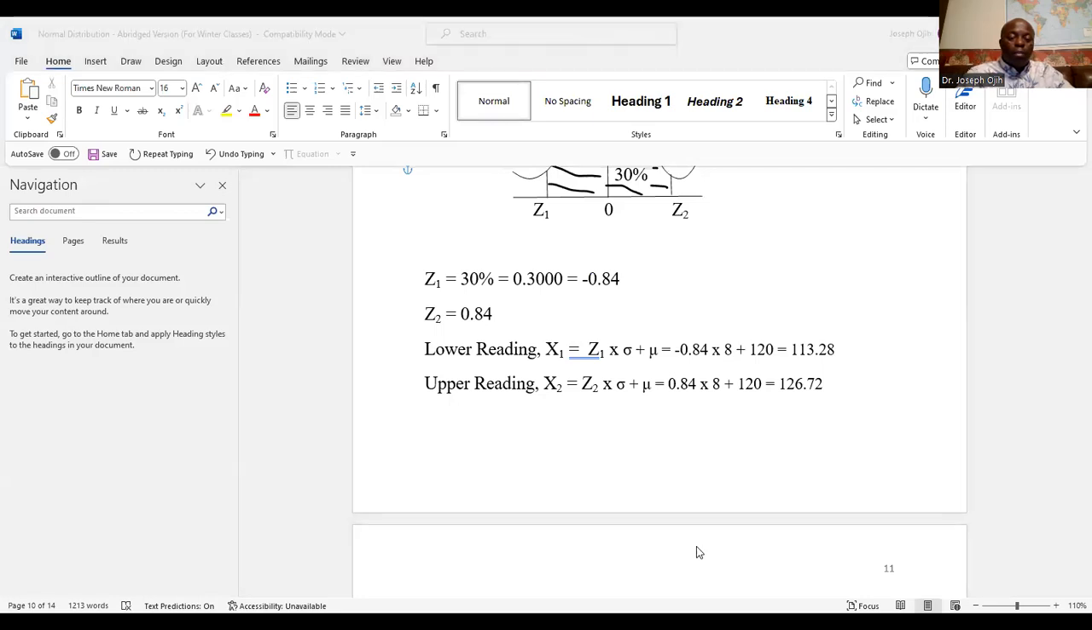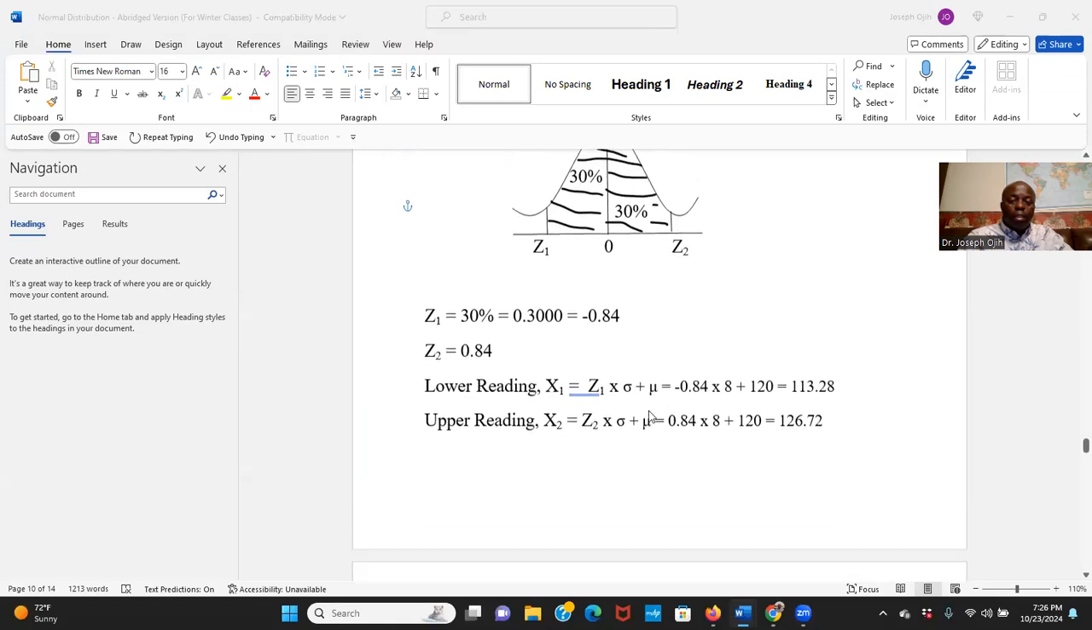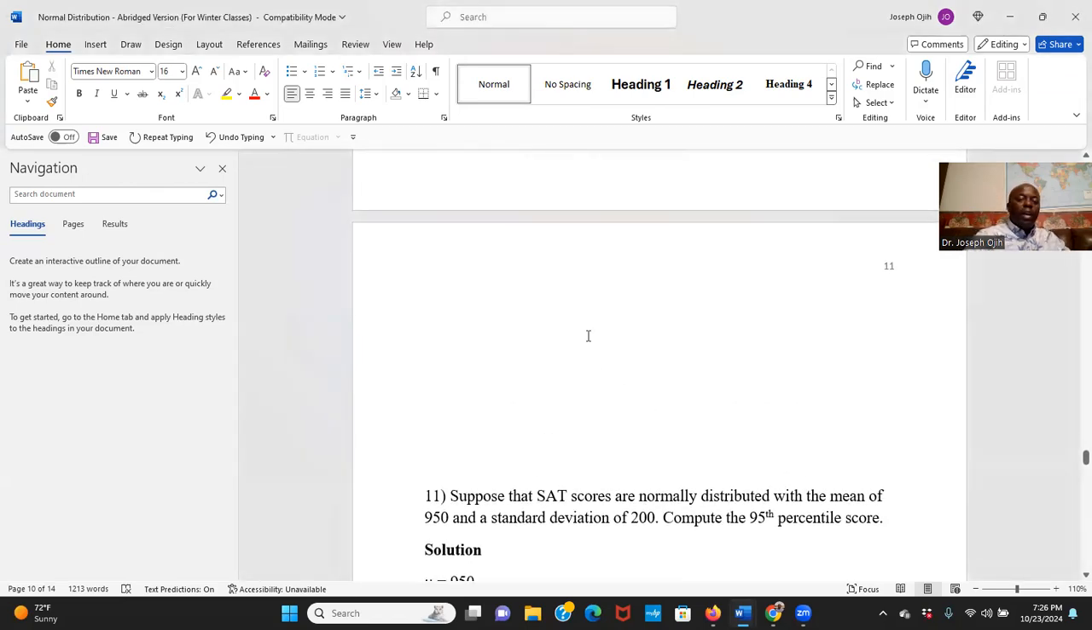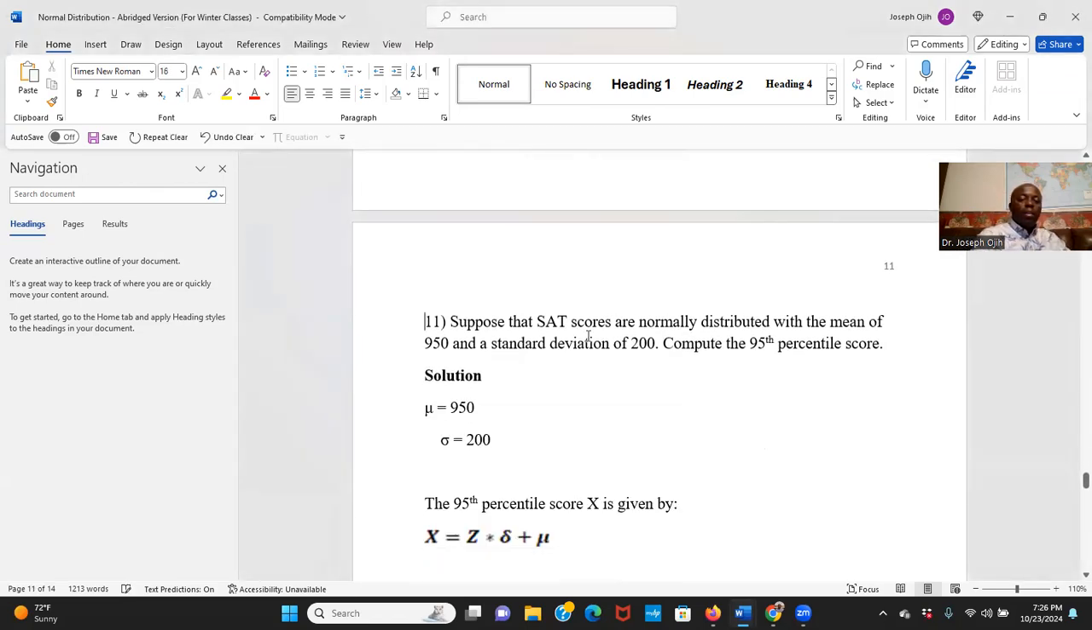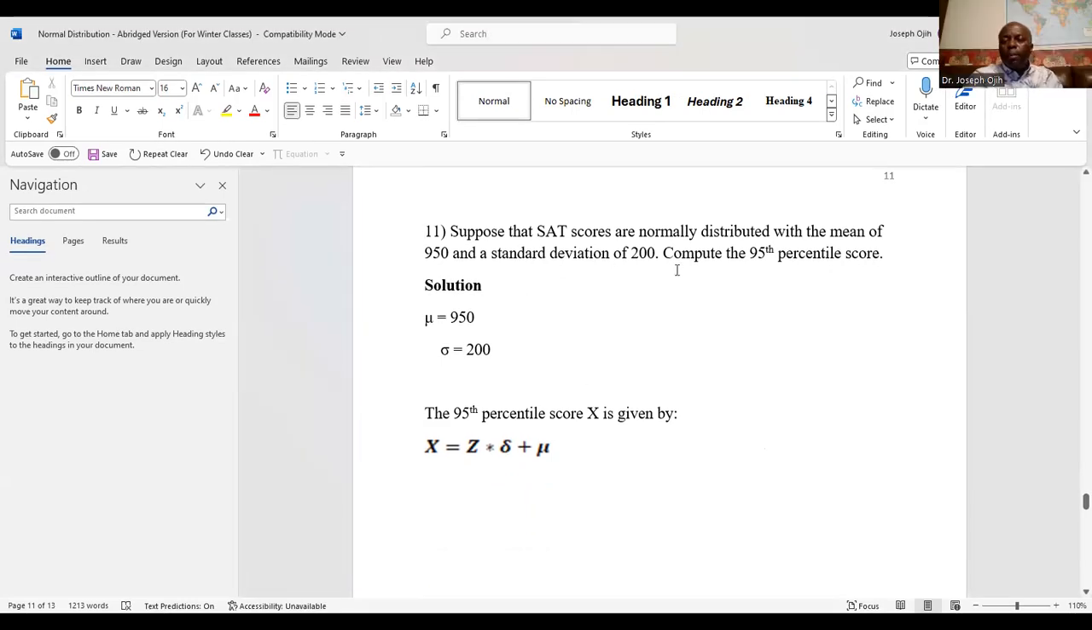Any question on this? No. Okay, good, excellent. Now we can look at another way this question can be asked. It says, suppose SAT scores are normally distributed with a mean of 950 and a standard deviation of 200. Compute the 95th percentile score.